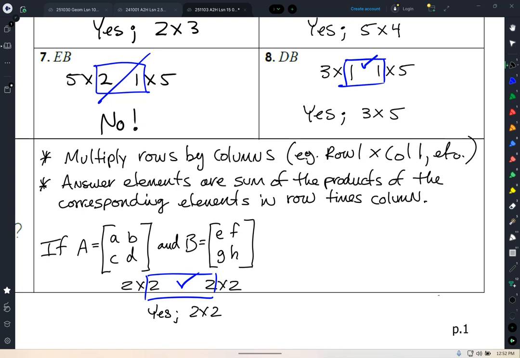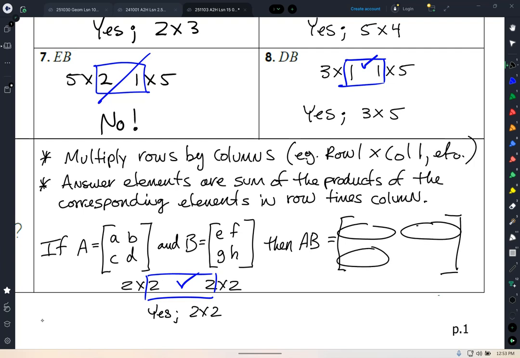Okay. So then AB, where we slam them together, that means multiplication. So that's the product of A and B, which is going to be equal to a 2 by 2. Now let's do this. We're going to make a nice big matrix here. And what I want you to do is draw a circle here, and a circle here, and a circle here, and a circle here. That's our 2 by 2. Okay?